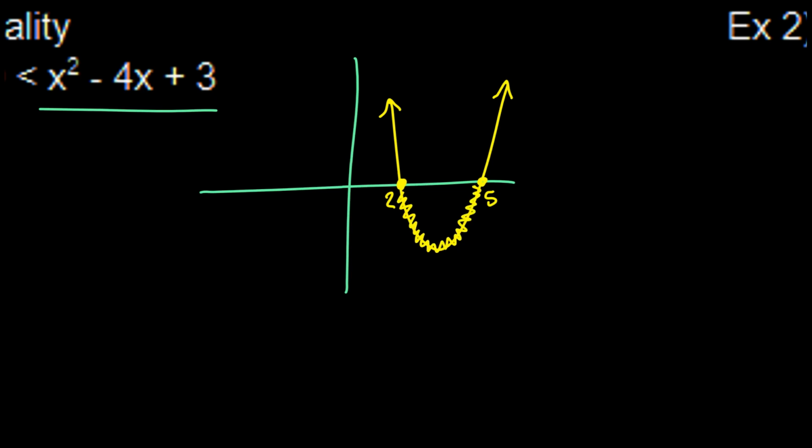So guess what? There's only two possibilities. Either shading outside of the two numbers or shading between the two numbers. Those are the only two possibilities we could end up with. And that'll make more sense in a second. I just wanted you to know what we're looking at, what we're visualizing here.